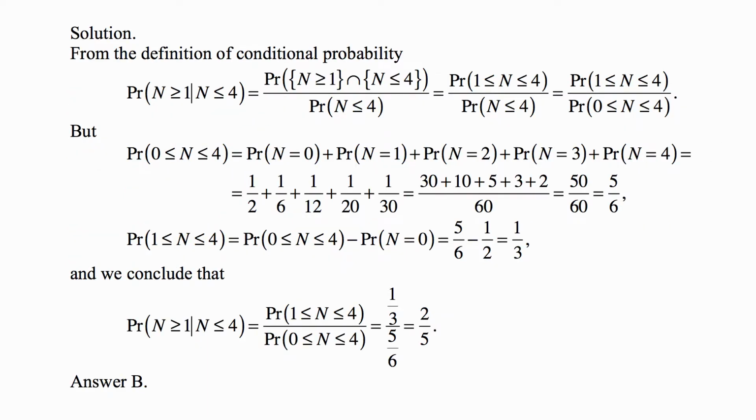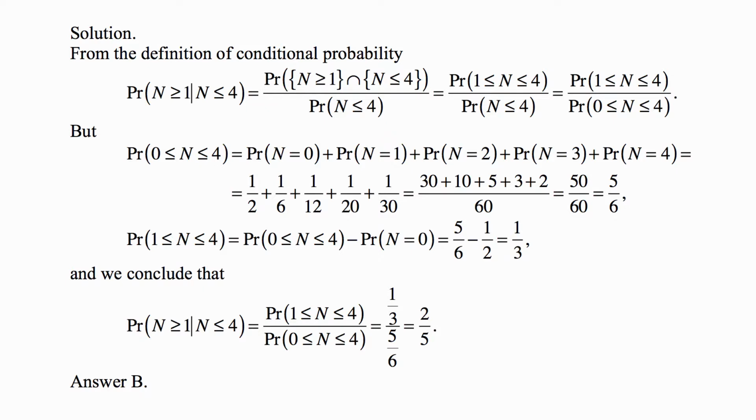So the probability we're looking for is the probability that N, the number of claims, is greater than or equal to 1, given that N is less than or equal to 4. By definition of conditional probability, that's the probability that N is greater than or equal to 1 intersected with N less than or equal to 4, divided by the probability that N is less than or equal to 4. But of course, the intersection at the top is simply the probability that N is greater than or equal to 1 and less than or equal to 4. And the bottom is the probability that N is less than or equal to 4.